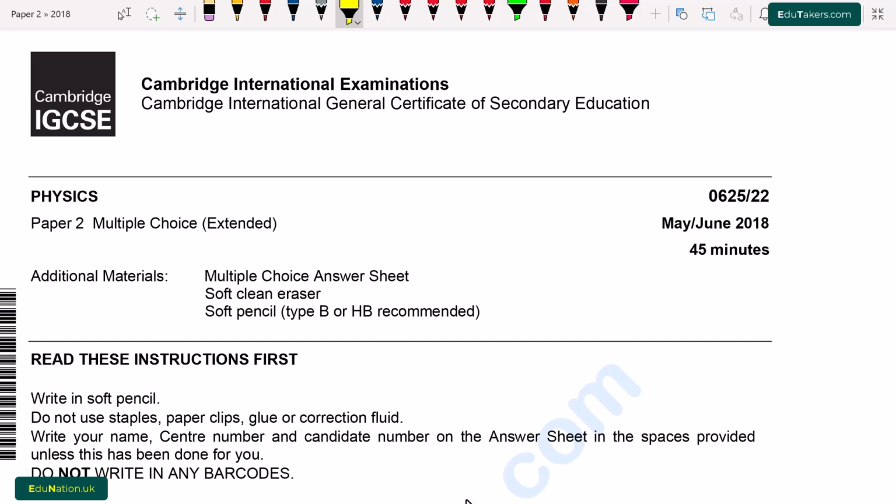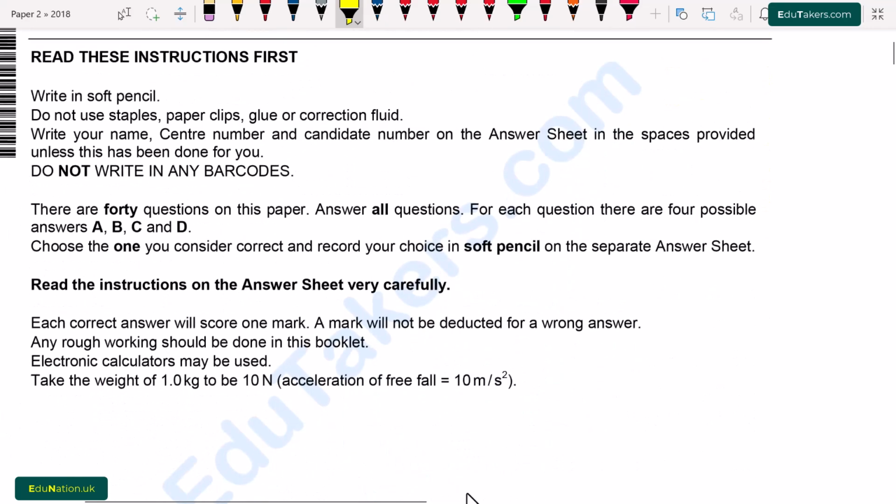Today we are going to solve Cambridge IGCSE Physics Paper 2 Multiple Choice Extended held in May-June 2018, and the paper code is 0625 with variant 22. So let's start from question number 1.